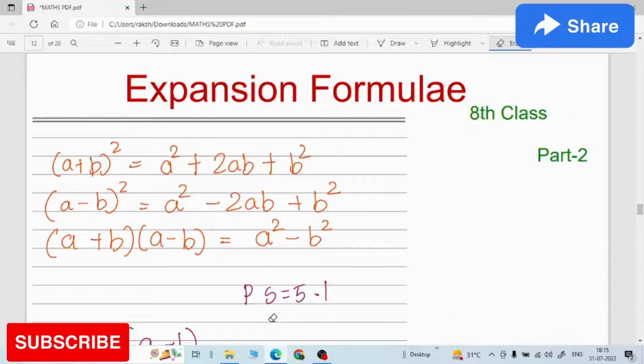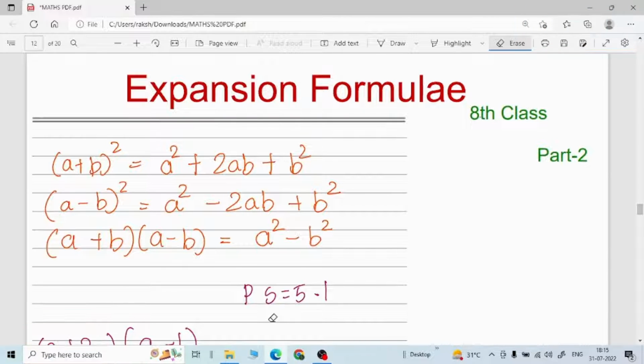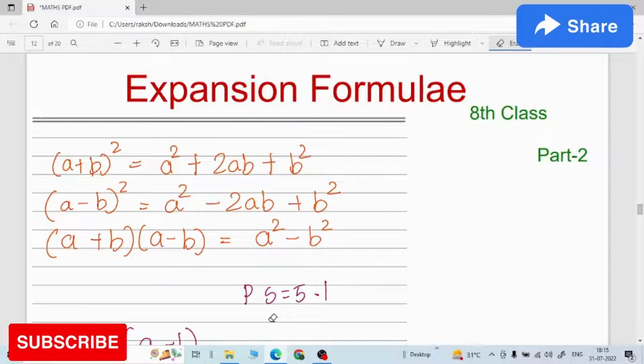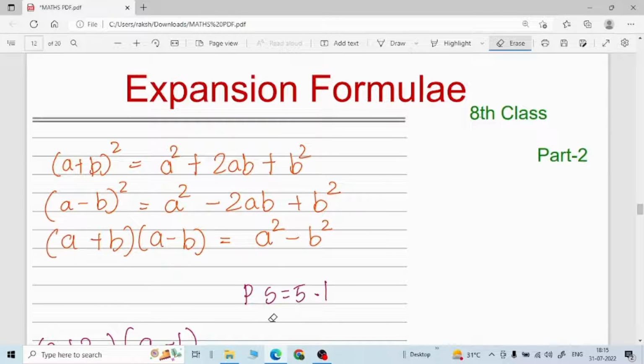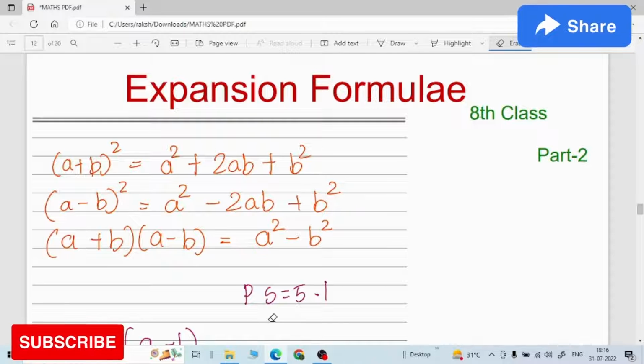Welcome to today's video. Today we're going to be talking about expansion formulae. In the earlier part of the video, I solved approximately 5 sums based on the formula which you can see on the screen. Now in part 2 of the video, we'll solve the further sums and complete practice set 5.1.